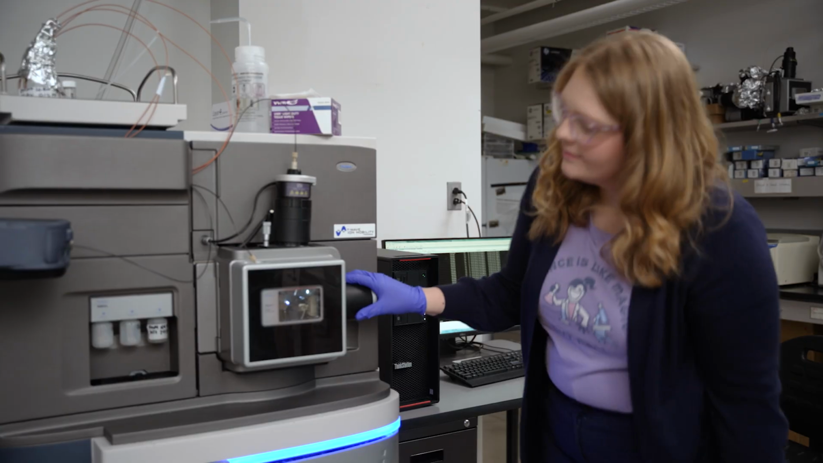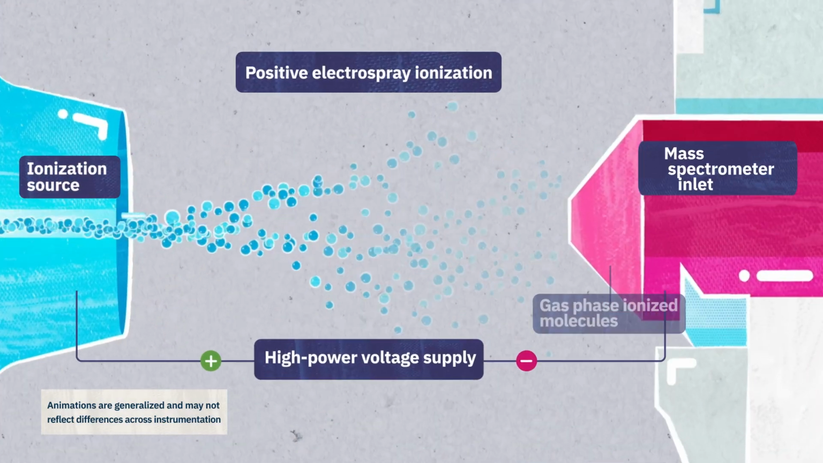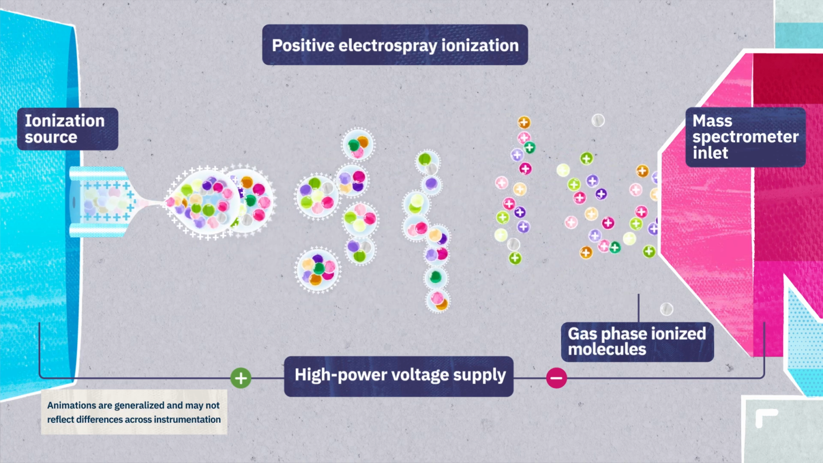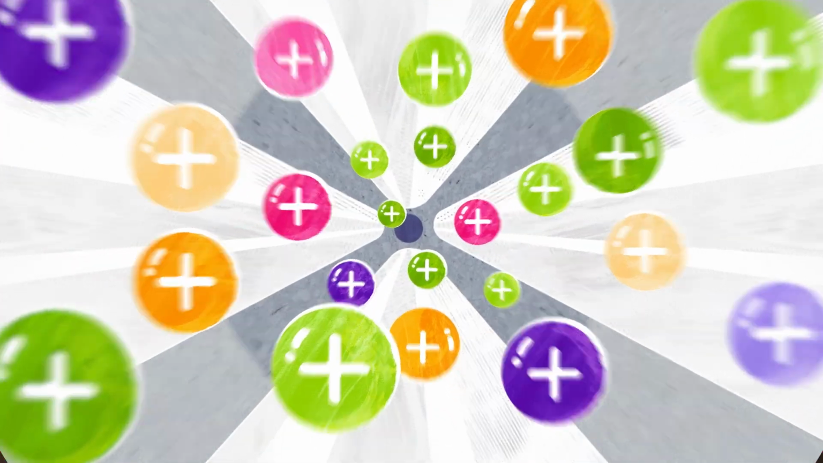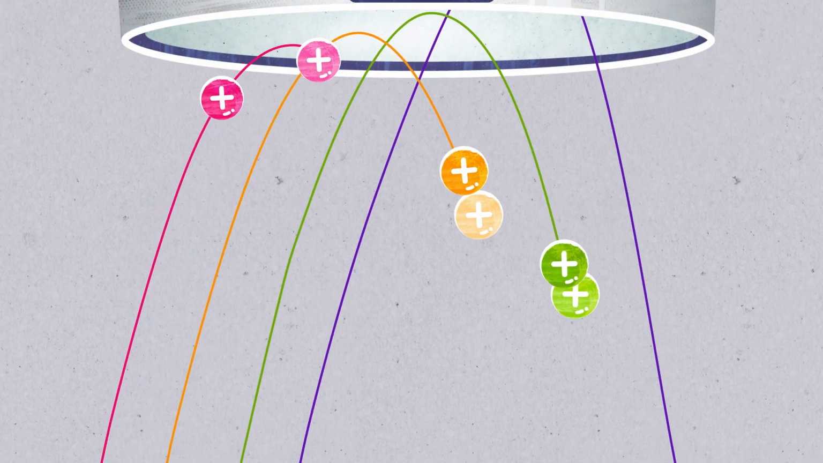As the molecules elute from this column, they are introduced into the mass spectrometer, where a high voltage is applied, resulting in the generation of gas phase ionized molecules. These charged gas phase ions are then directed to a mass analyzer that separates analytes by their mass to charge, or m/z, value prior to detection.